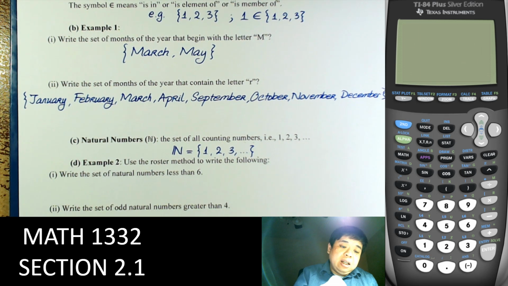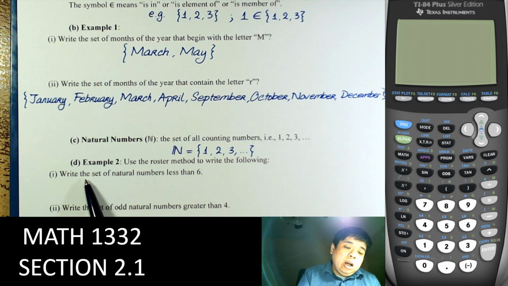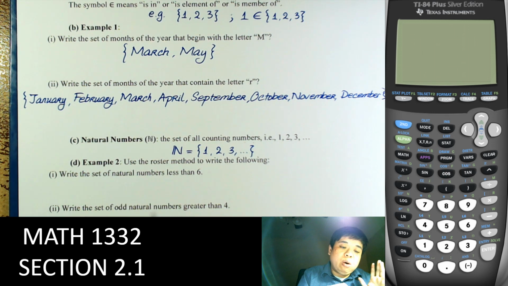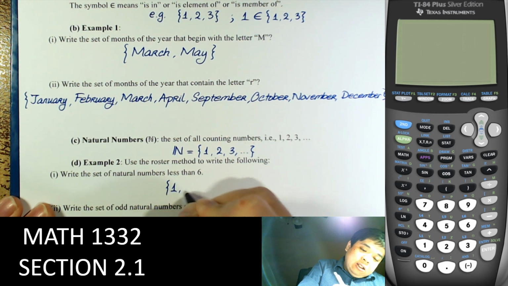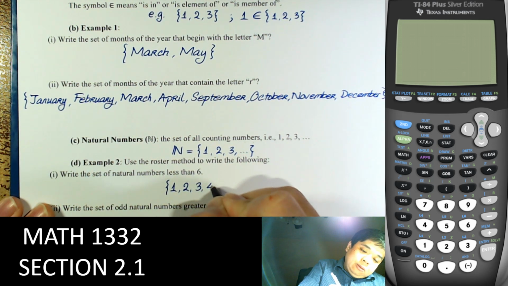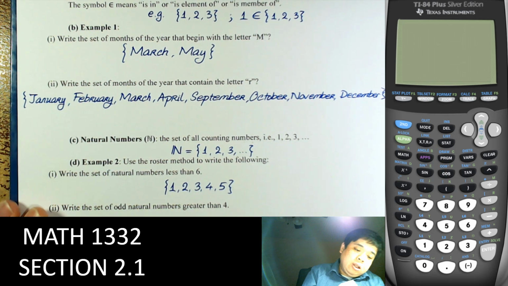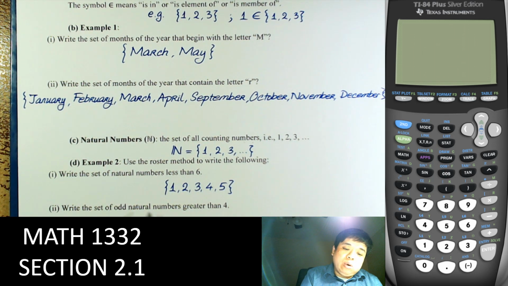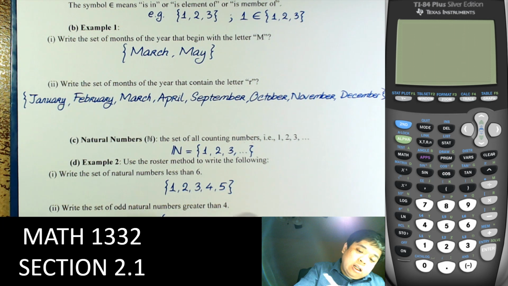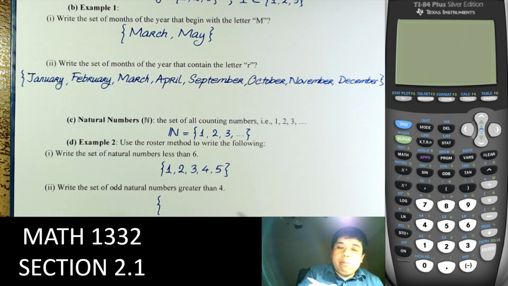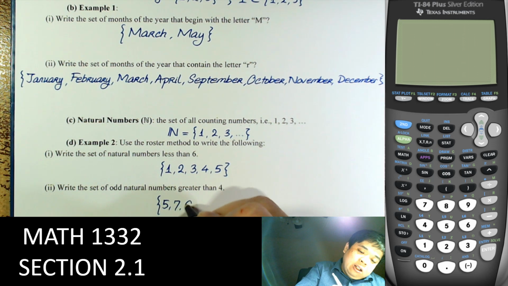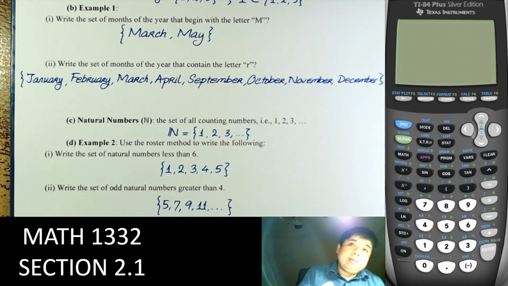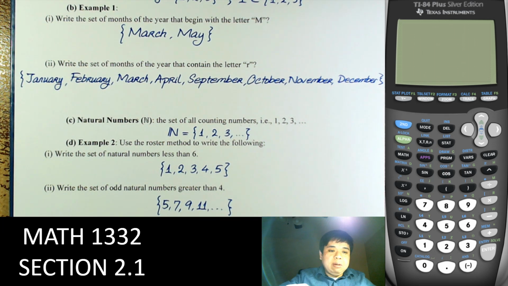Next, use the roster method to write the following. Write the set of natural numbers, so 1, 2, 3, 4, 5, and so on, but less than 6. So it has to be less than 6. Write the set of odd natural numbers greater than 4. So it has to be bigger than 4: the odd numbers from 5, 7, 9, 11, and so on. We just list them.